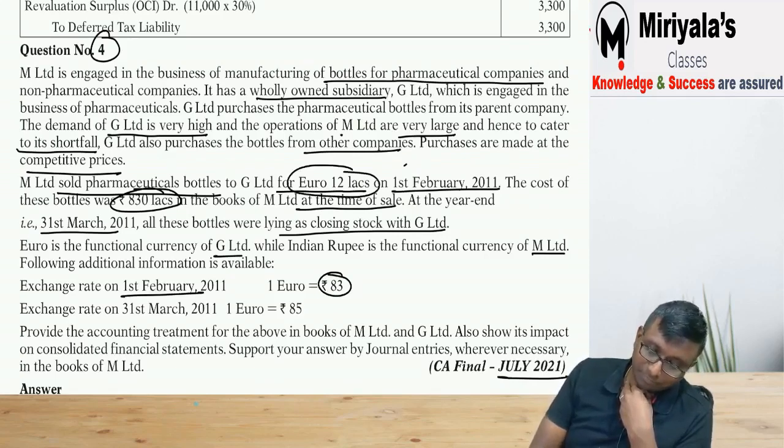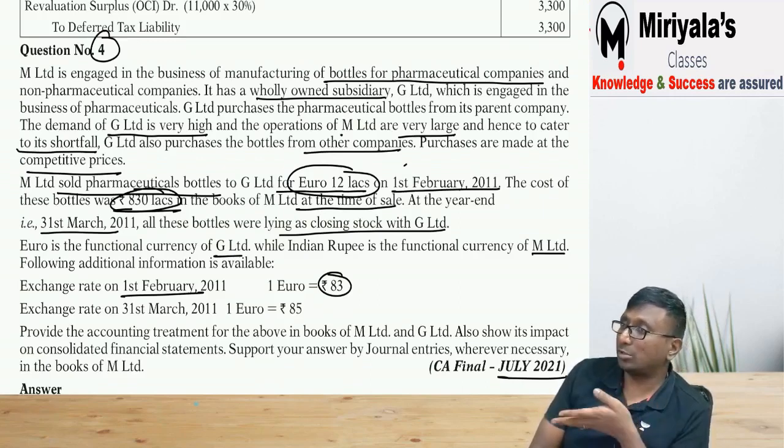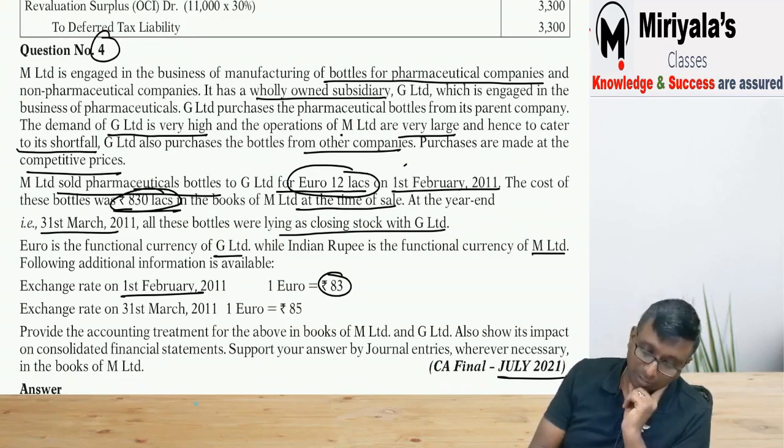Then how come it is 830 lakh? It must be 10 lakh then. God knows. Correct? 10 lakh euros into 83 only, then 830 will come. That's not a problem for me.